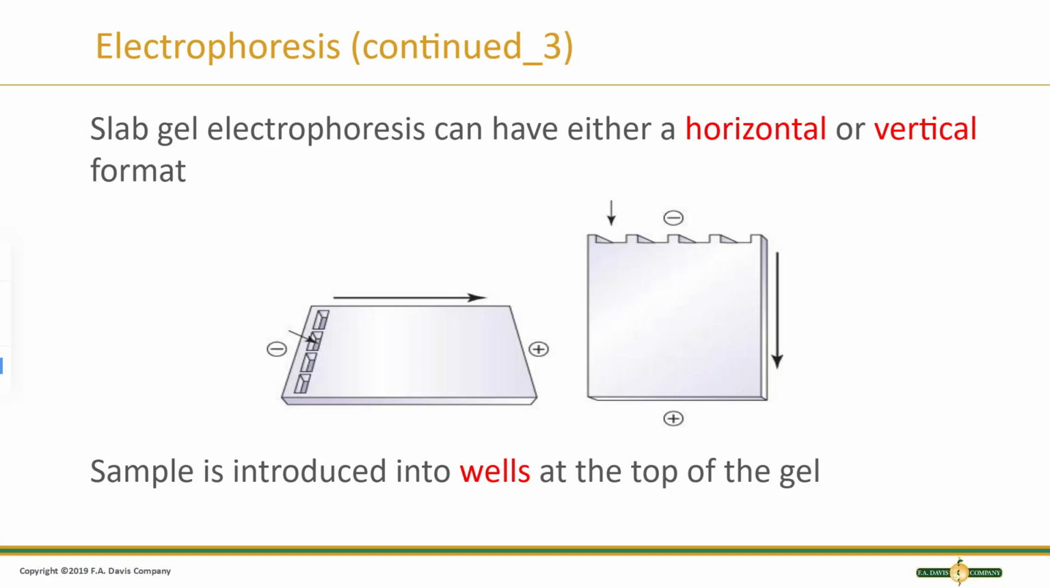Slab gel electrophoresis can have either a horizontal or vertical format. Sample is introduced into wells at the top of the gel. If it's the horizontal one, you would put the sample in here, by the negative charge, because DNA has a negative charge, and we always want to run it to the opposite end. One of the things that we say commonly in molecular is "run to red." Run to red means that you are going to orient the gel so that the DNA is supposed to be migrating through to get to the positive charge, which is usually a red electrode.